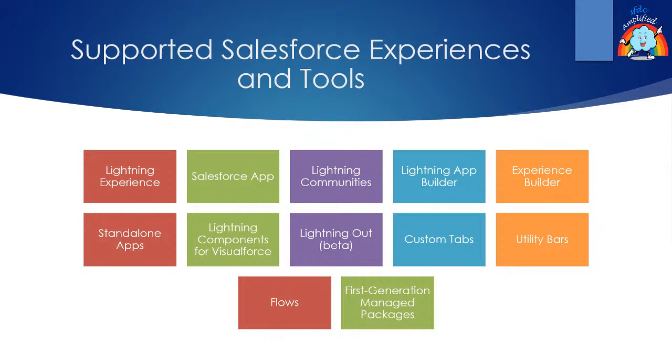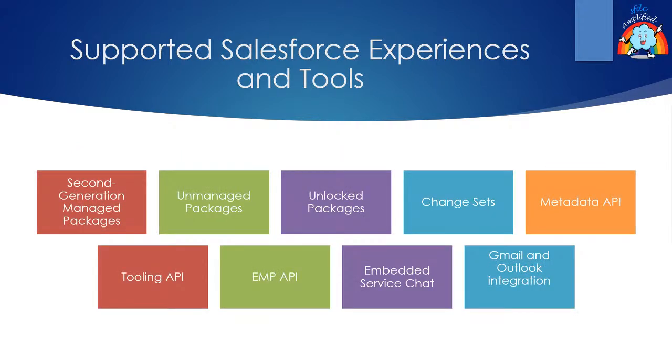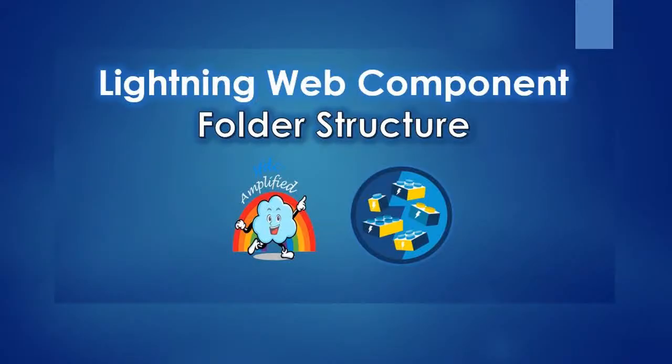Then in flows you can add it. In managed packages you can add it, and in unmanaged packages you can add it. In change sets you can deploy it. Then there are APIs like Metadata API, Tooling API, and EMP API where you can add it. Then embedded service chat is available, and then Gmail and Outlook integration. So these are the supported experiences and tools for Lightning web components. Now let's understand the Lightning web component folder structure.